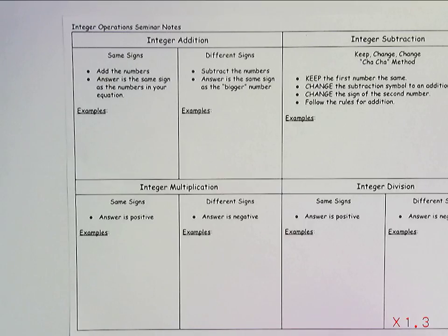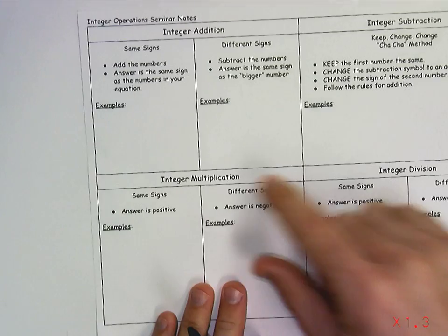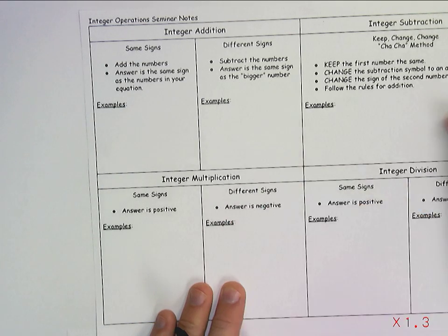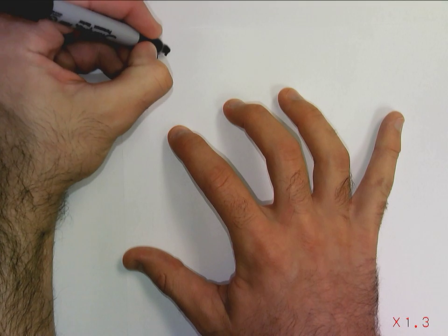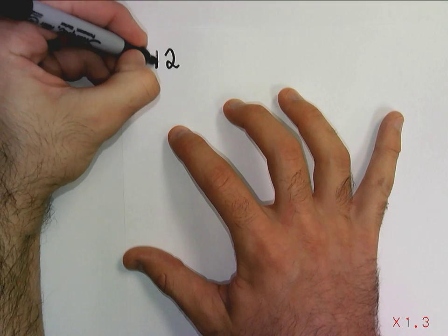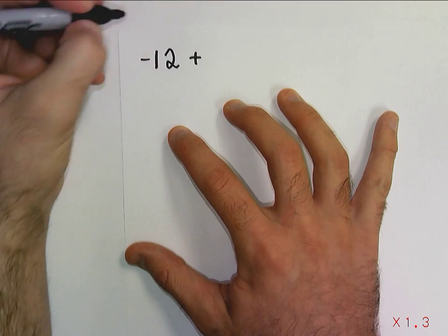So let's look at something like, and I'll move this out of here. Remember, your example can go right here. So let's look at something such as, and just stick with B. Let's say we have -12 plus 5.